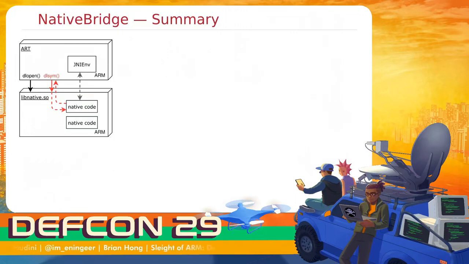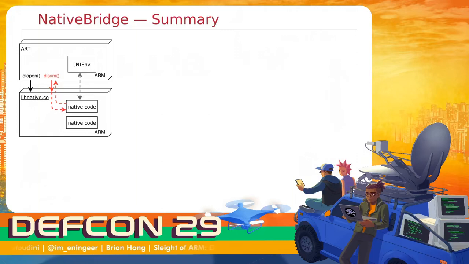And then it jumps to it, with the first argument being the pointer to our JNIEnv structure. If our native code wants to interact with the Java world, it could do so by looking for the appropriate function in the JNIEnv function pointers. Now, this gets a little more complicated when we talk about native bridge.